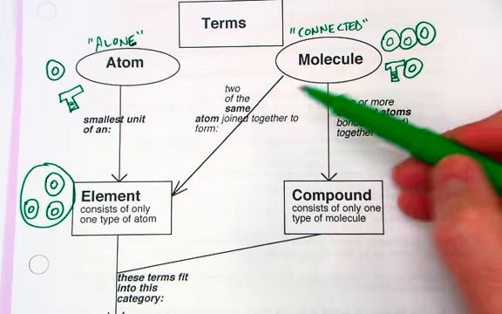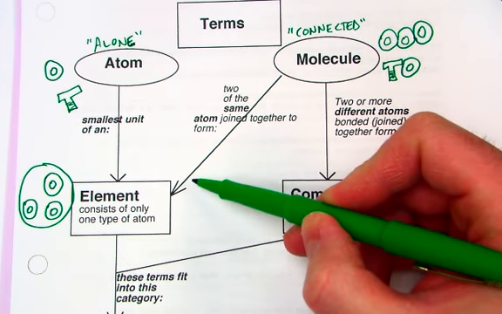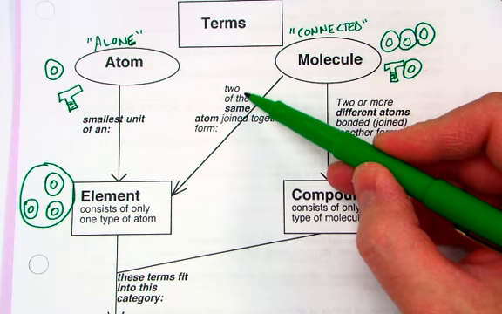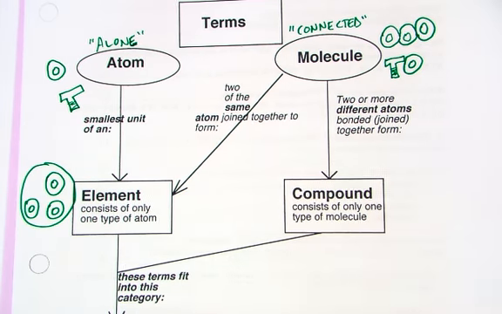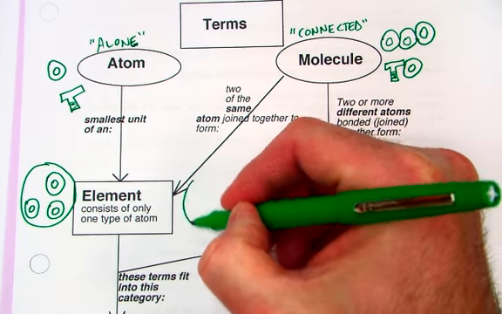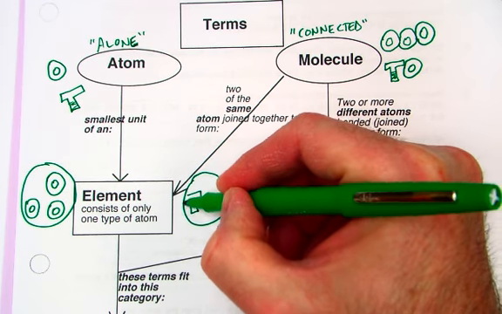You could also have an element that was made of molecules, so you can see how molecules are connected. So let's say that you have two of the same atom joined together. You could also have that. So let's say we had two bolts connected to each other.